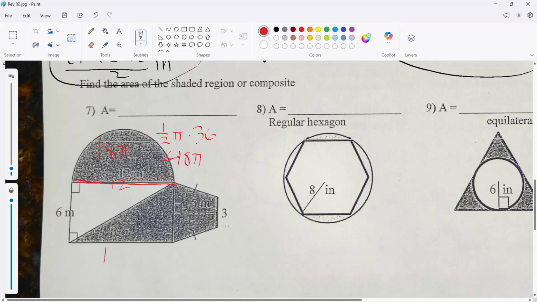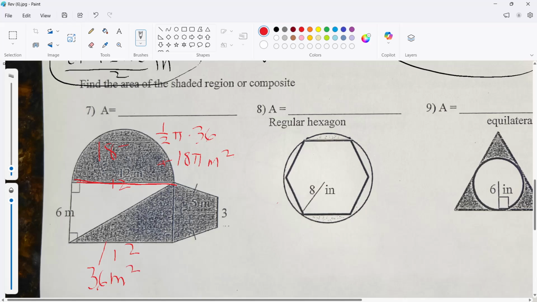Let's see, that's 6, that's 12, and so this is 6, so this is going to be 1/2, 6 times 12 is 72, which is just 36. So the area of that is 36 meters squared. And this is, what did I write? Oh, it looks like 48. Let me fix that. It's 18 pi meters squared. That's the area of this. And then this one, again, is 12 times 6, 72, divided by 2 is 36 meters squared.